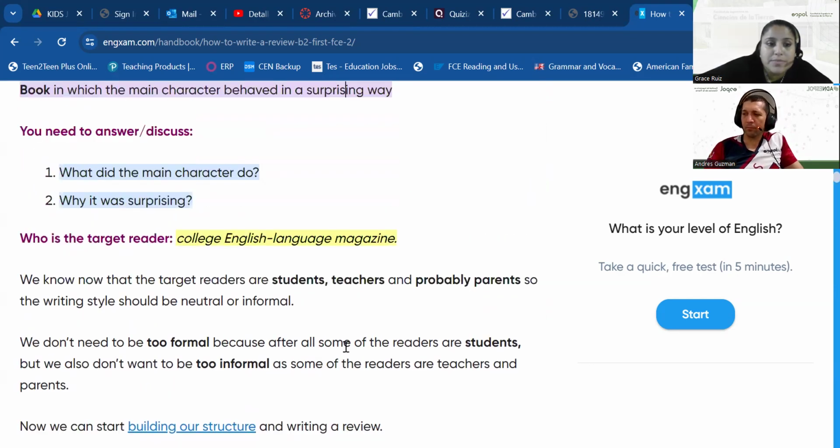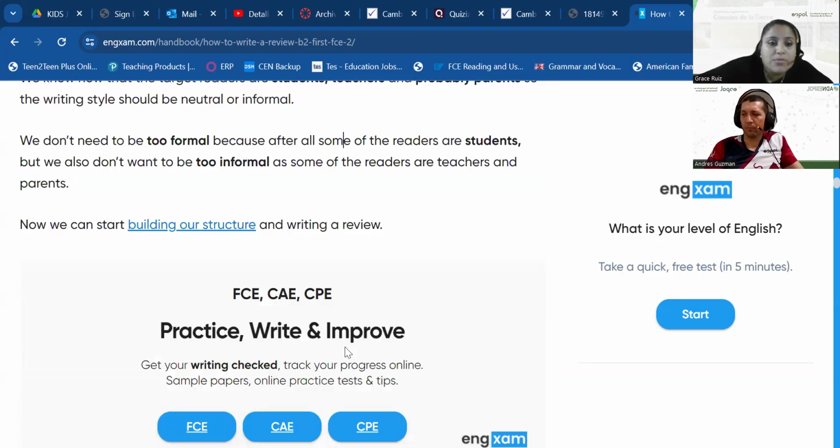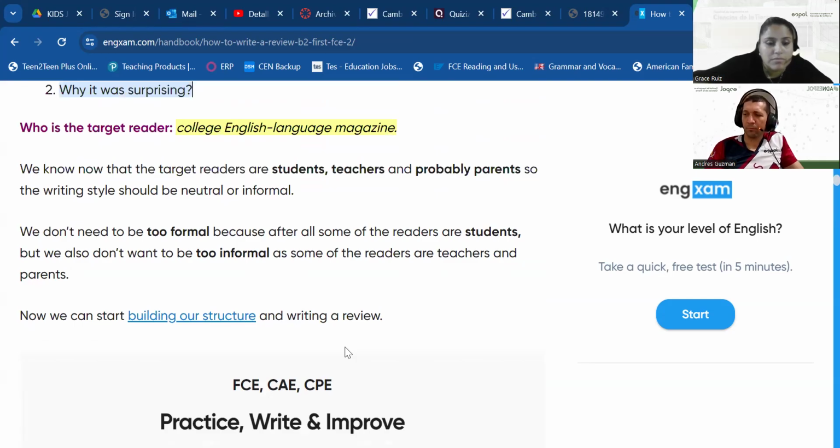So, ¿cómo podría ser? Who's the target reader? Ya sabemos que son College English Language Magazine. We now know that the target readers are students, teachers, and probably parents. So the writing style should be neutral or informal. We don't need to be too formal because after all, some of the readers are students. But we also don't want to be too informal either, as some of the readers are teachers and parents. Now we can start building our structure and writing a review.